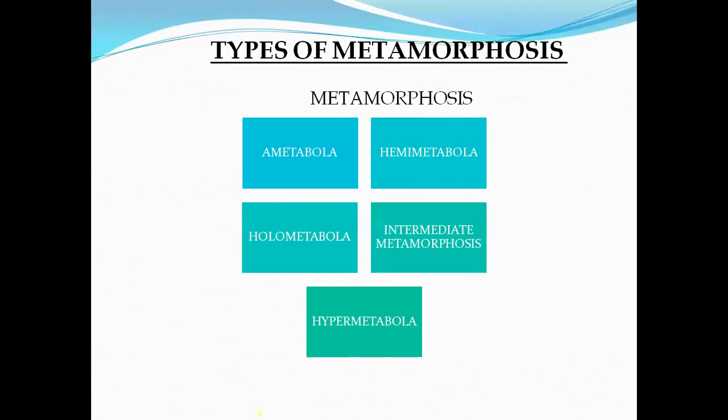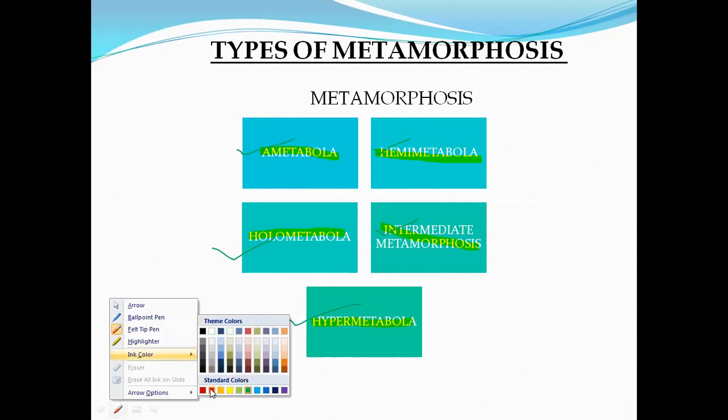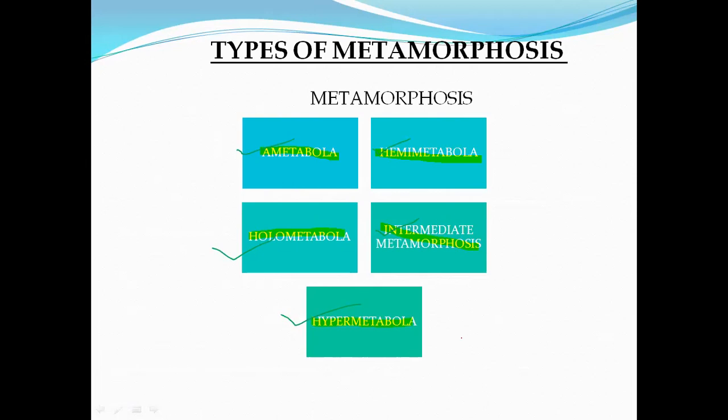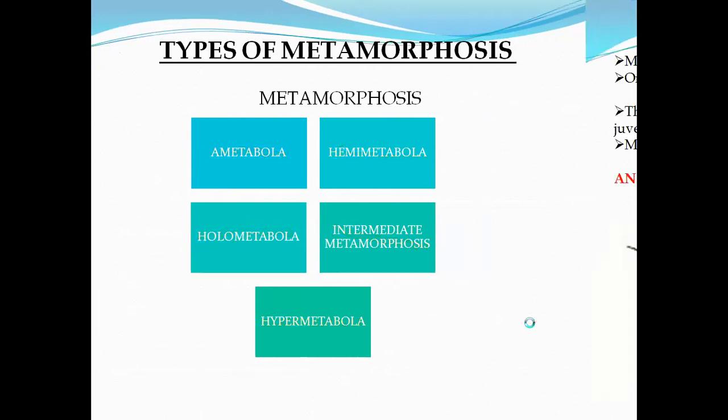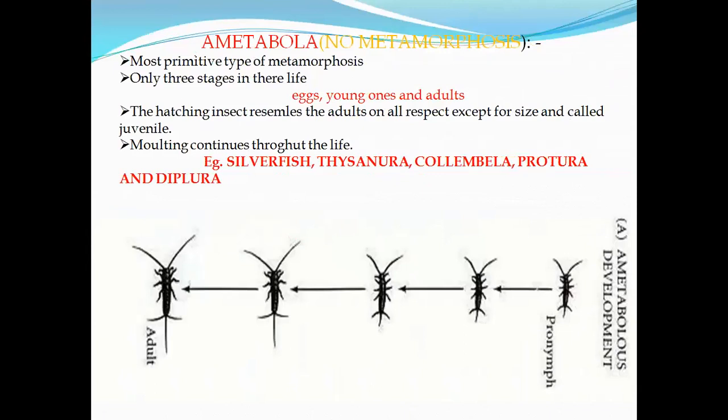Now the next one. The different types of metamorphosis: first, ametabola, hemimetabola, holometabola, intermediate metamorphosis, and lastly hypermetamorphosis. These are the five types which are important. This is overall the major types that are very important in the examination.